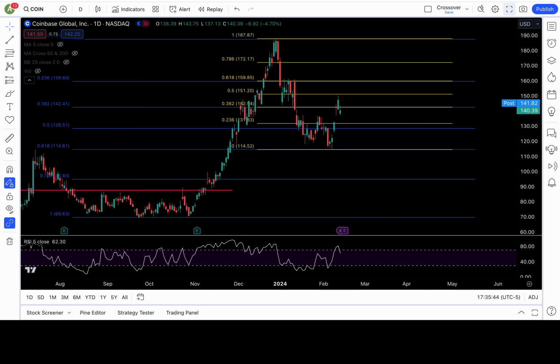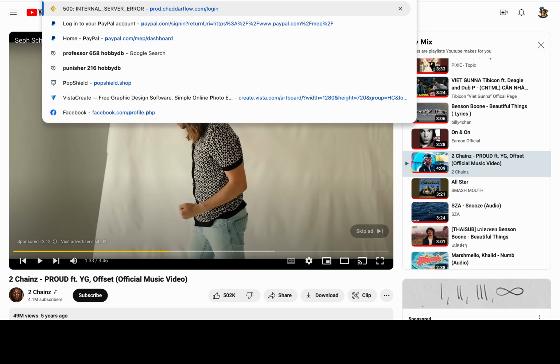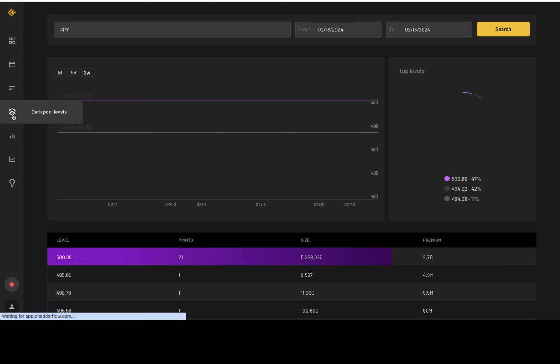Okay, guys, are we on the same page here? Are we good? All right, let me see. Let me go to Cheddar Flow. All right, let's look at the dark pool.